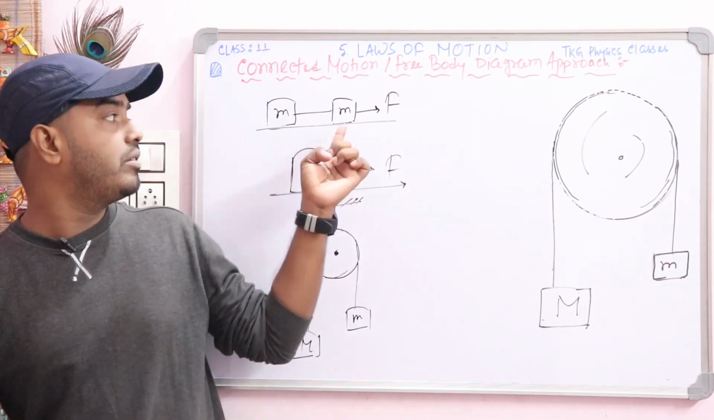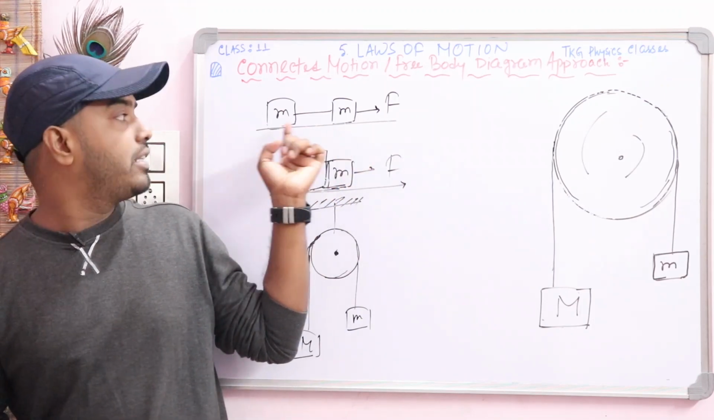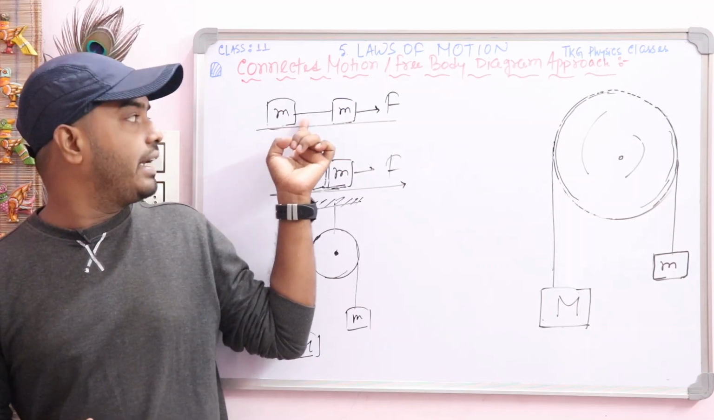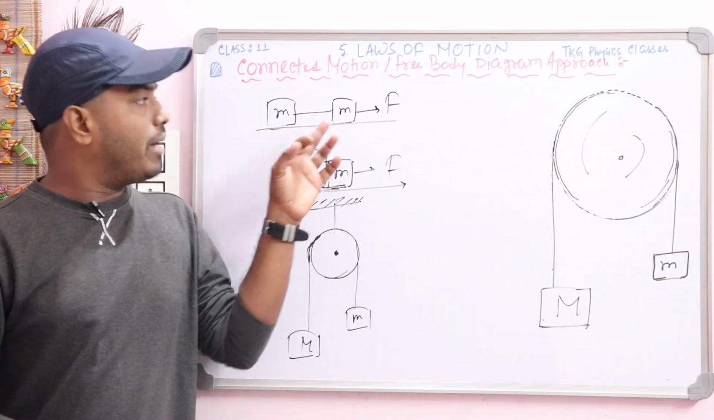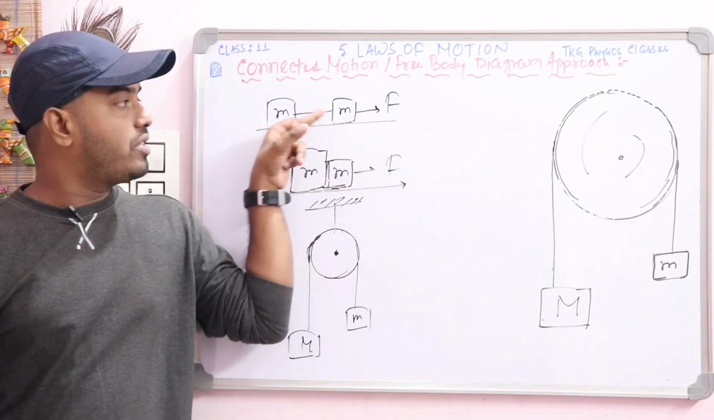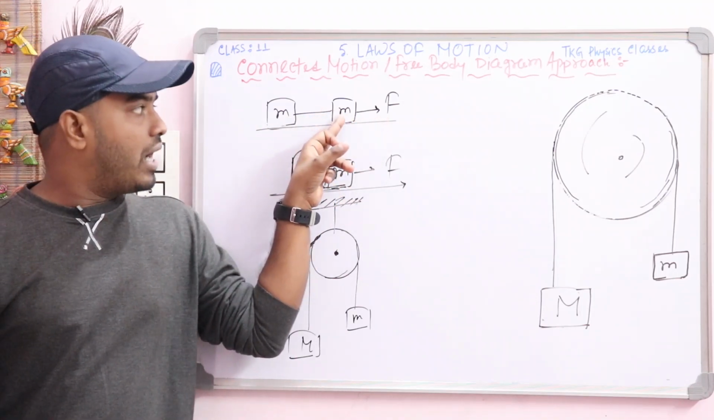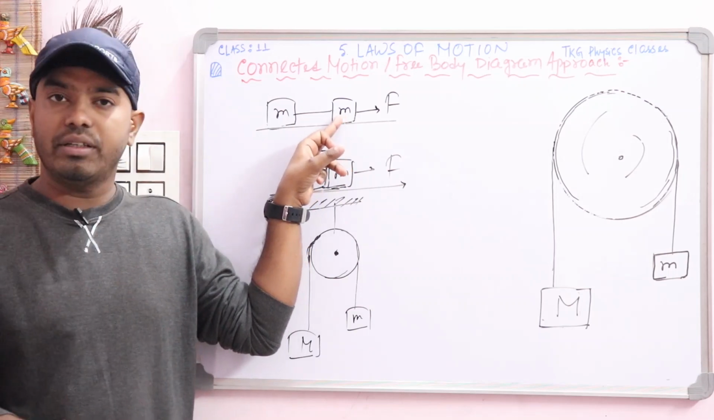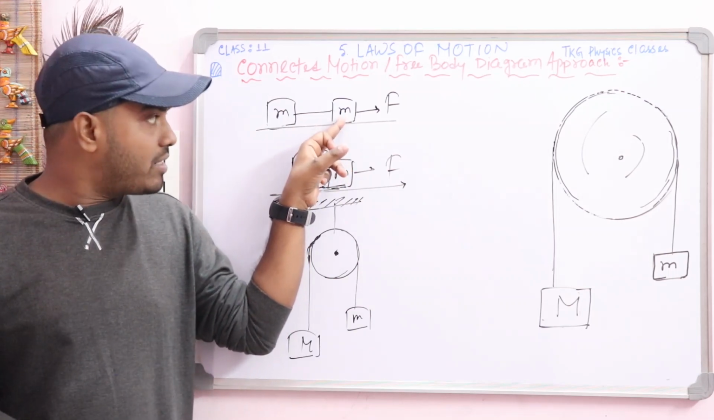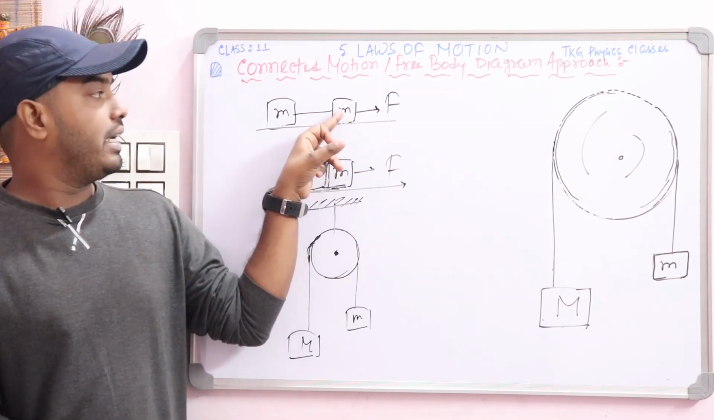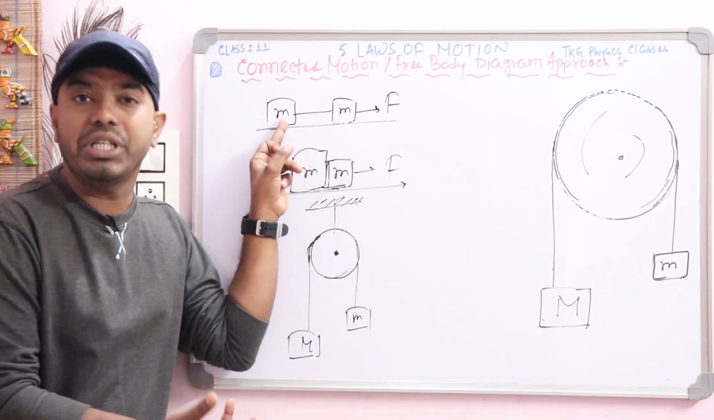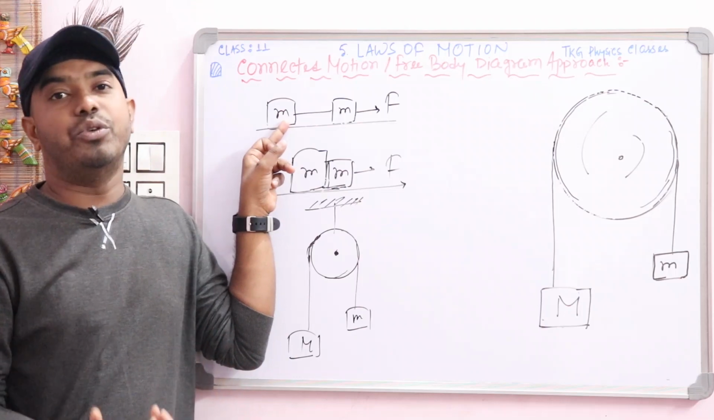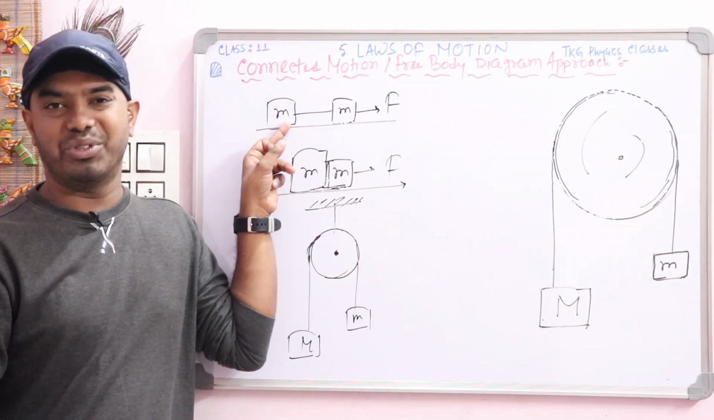So you see here one body of mass m, another body of mass m, both connected by a rope, or you can say by a string. Now if we apply a force capital F along this direction, this body is under motion. As this body is moving, it is connected with another body, so that body is also under motion. These types of motion are known as connected motion.